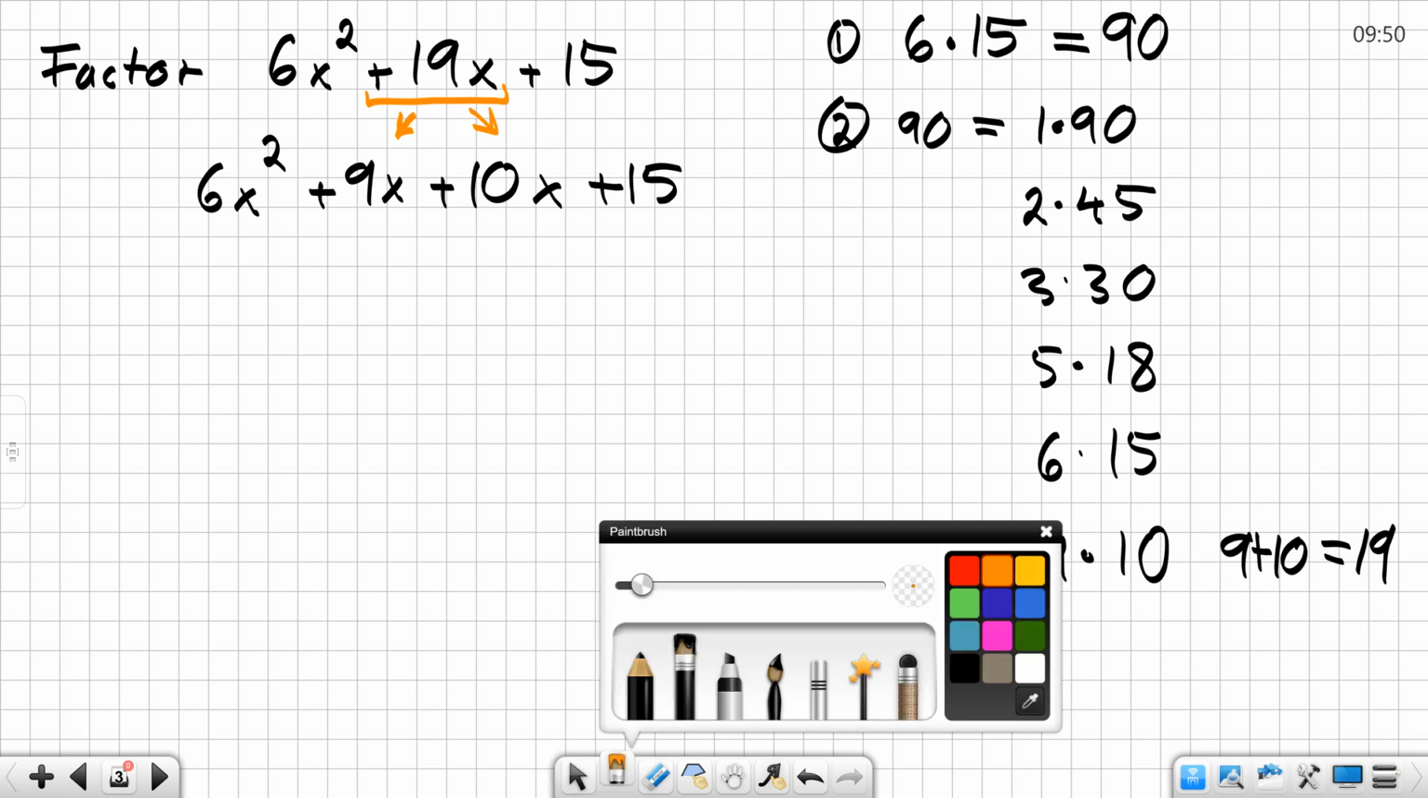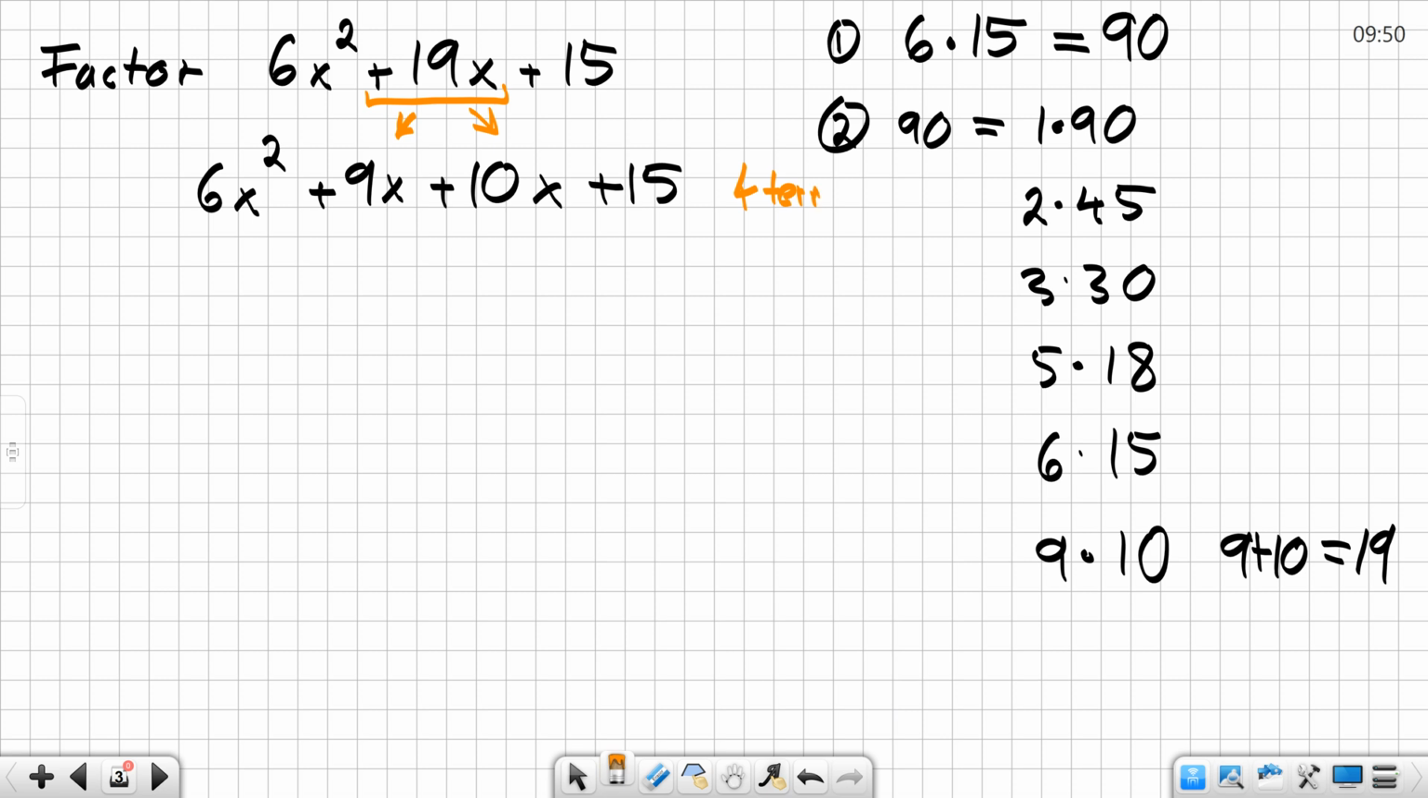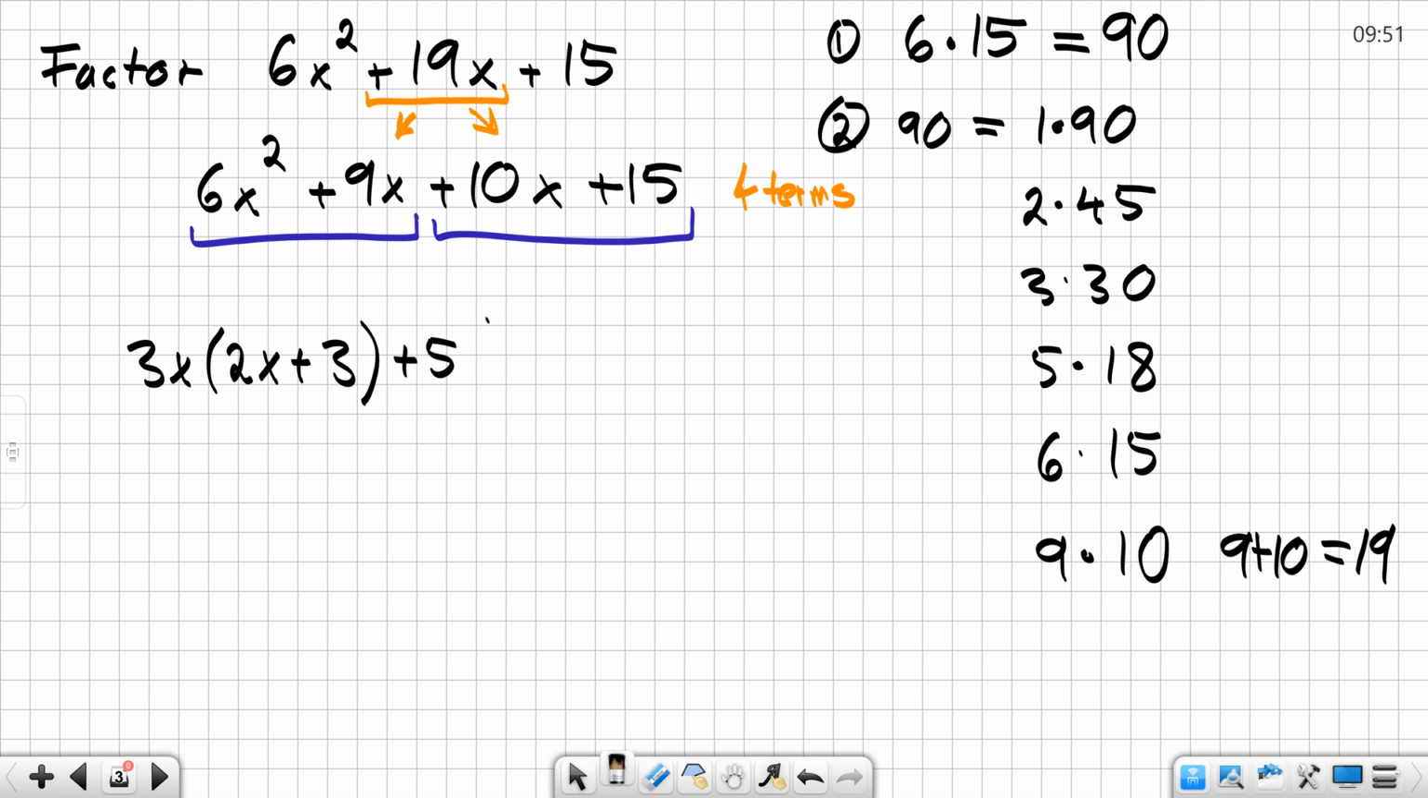Now I have 4 terms, and we can now factor by grouping. I'm going to look at my two groups, and in my first group there is a common factor of 3x. I'm left with 2x plus 3. Checking? Yes. In my second group, there is a common factor of a positive 5. 10x divided by 5, that's 2x. 15 divided by 5, that's 3.